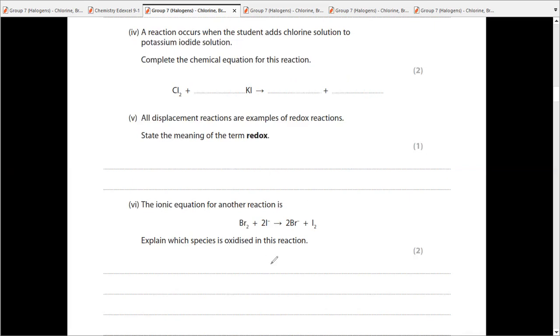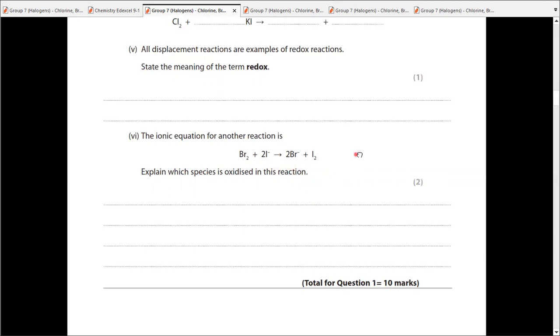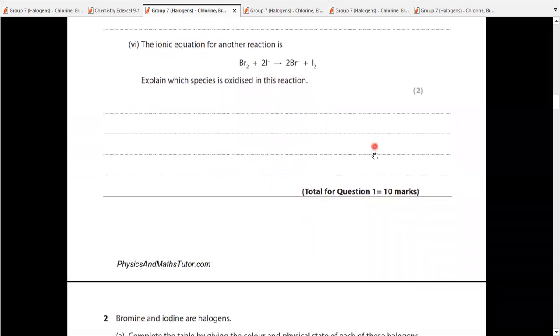Though part 5 exactly is not a part of this chapter, since this might not be excluded from the test, let's do it. Part 5, all the displacement of redox. State the meaning of redox. Okay, sir. Redox means when oxidation and reduction happen simultaneously. Perfect. Simultaneous oxidation and reduction reaction. All right. Now, moving on. Number 6.